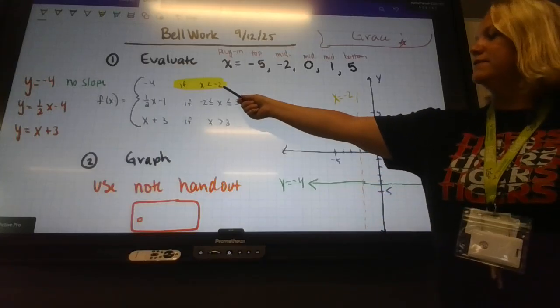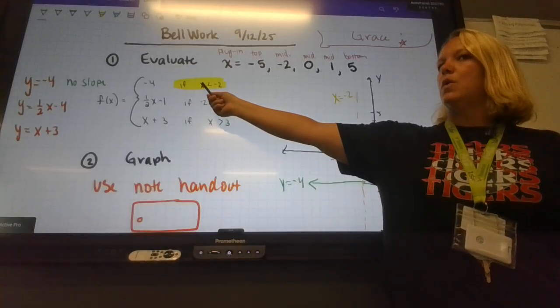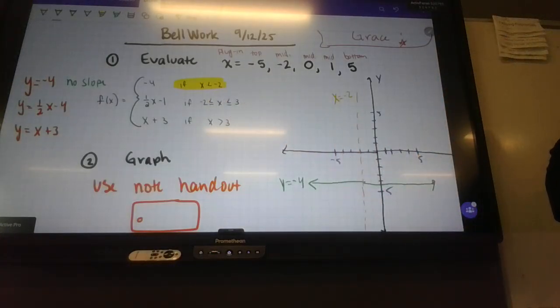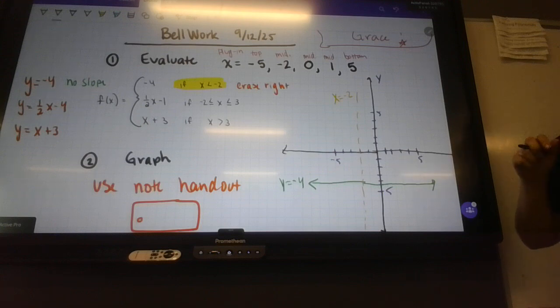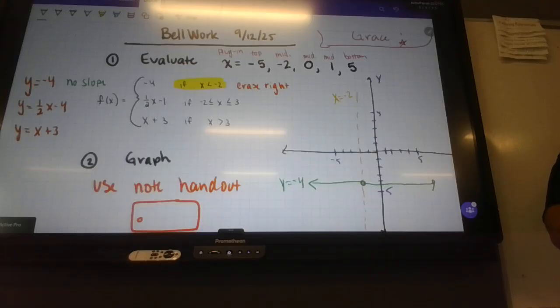I could erase this dash line at the end if I wanted to really clean it up nice. But here's -2, here's where x is -2. This line should only exist for numbers lower, like -3, -4, -5, -6. So for x is less than, we're going to erase the right side. On your note handout, it tells you which side to erase while you're figuring it out. And since it's not equal to, I'm going to do an open circle. And this is the top piece completely graphed. Any questions on the top piece?